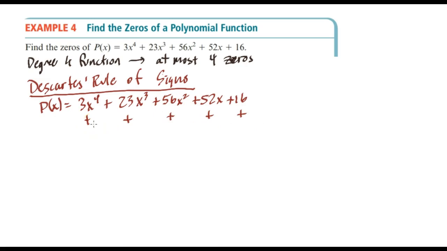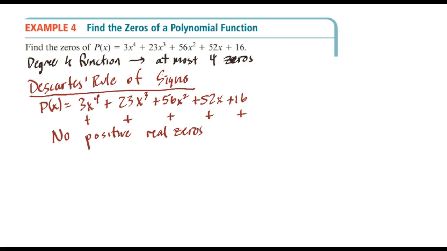So this tells us that there's no positive real zeros. So we don't have to consider any positive real zeros.